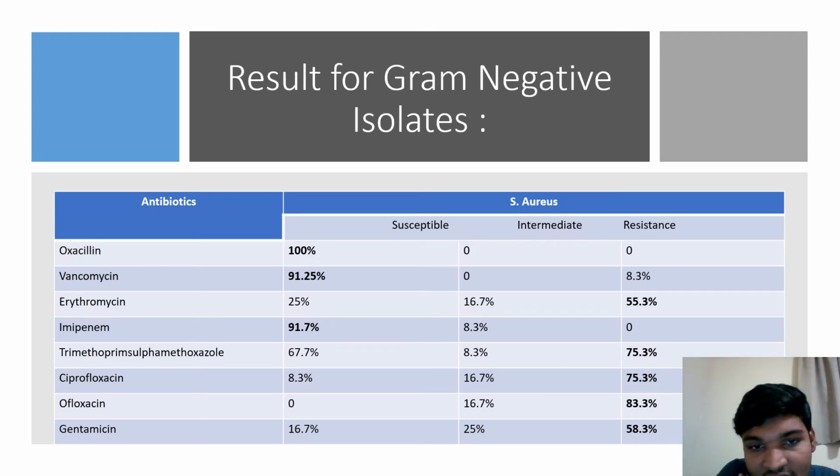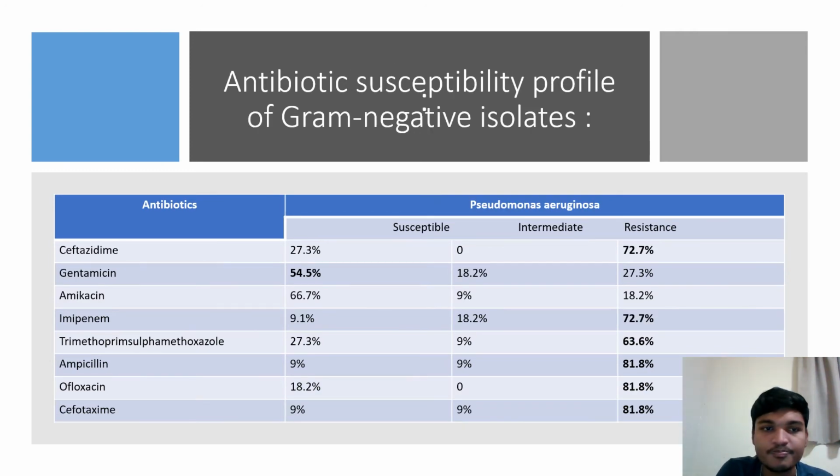So this data can easily show that oxacillin and vancomycin susceptibilities were around 100% and 91.7% respectively, which indicates that these antibiotics can act against biofilm-producing bacteria in diabetic foot ulcer. While you can see that erythromycin, trimethoprim, ciprofloxacin, ofloxacin, gentamicin show antibiotic resistance. That means these antibiotics cannot be used in such diseases, otherwise they will not be effective.